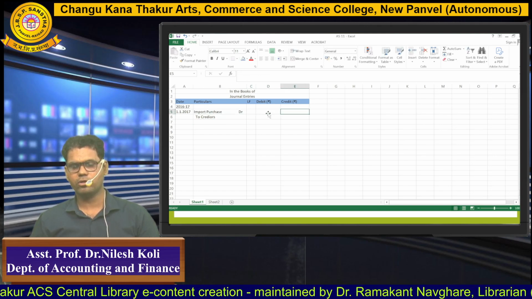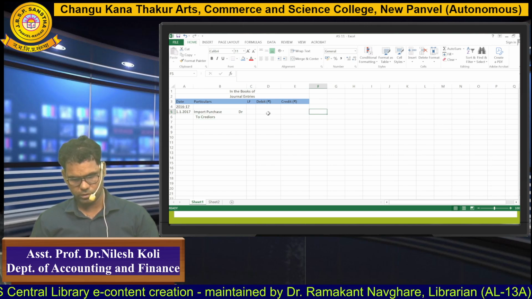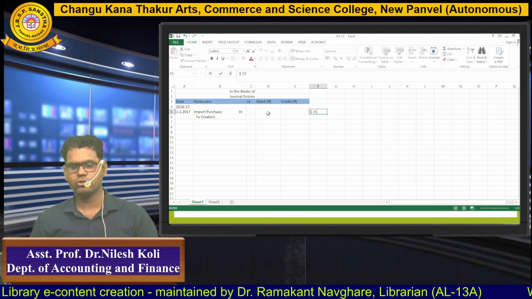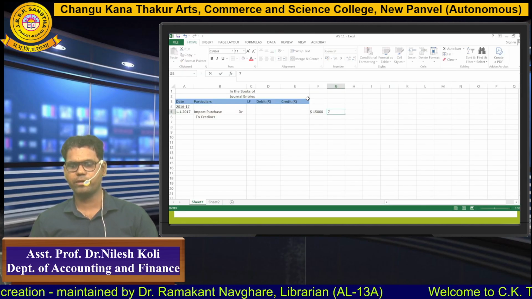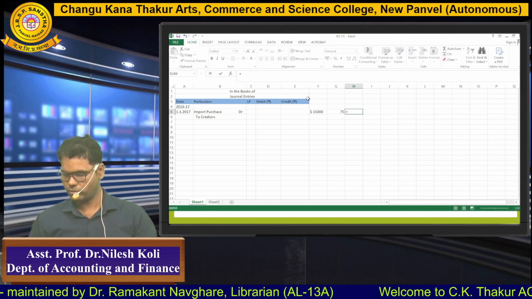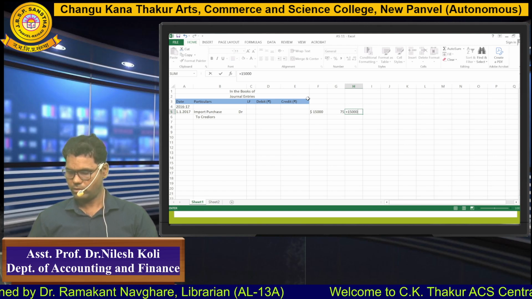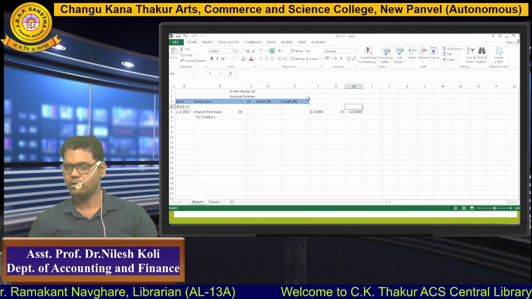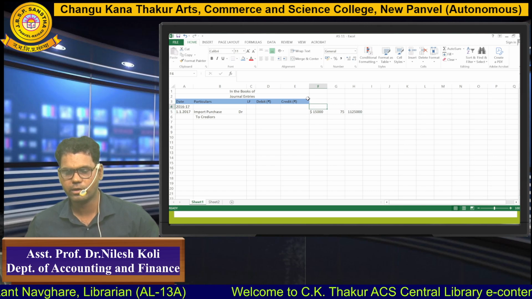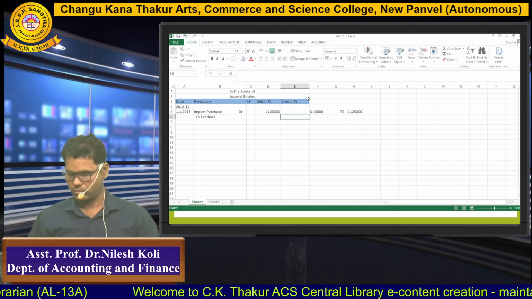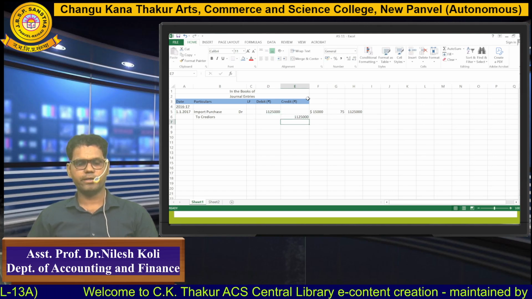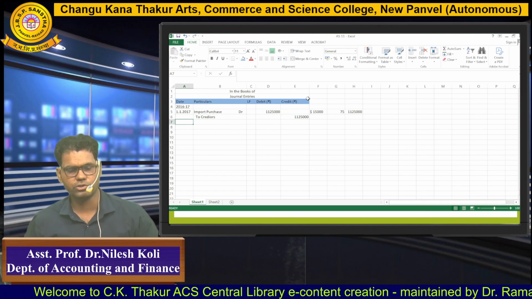The total is $15,000, and the exchange rate was 75 on that particular date. So $15,000 into 75, that is 11,25,000 is the amount. This is the first entry, which is the import purchase.